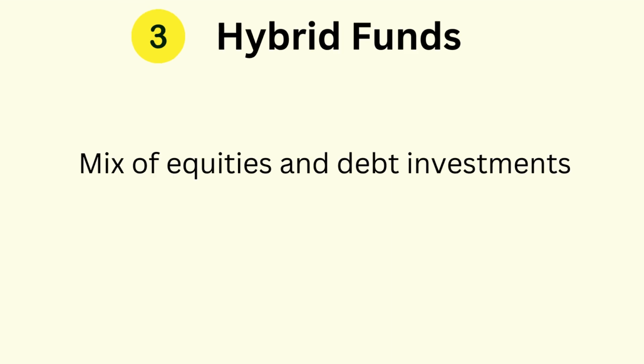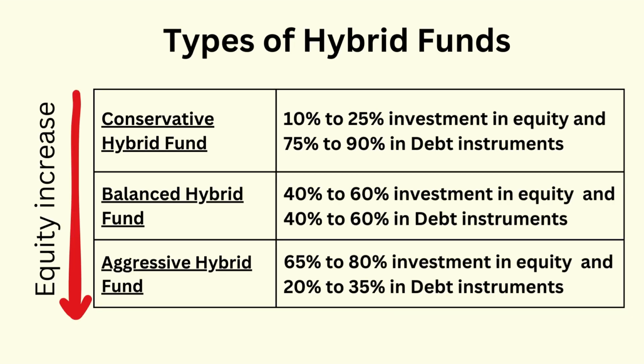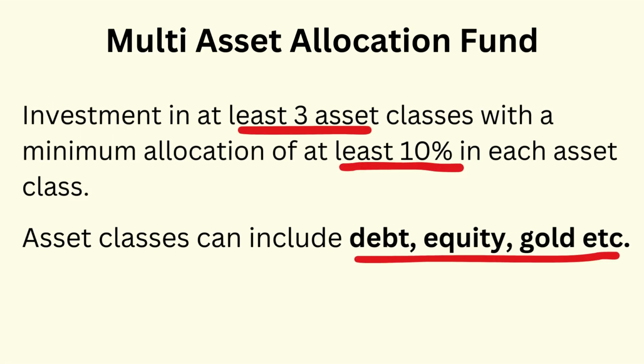Hybrid funds are nothing but a mixture of equities and debt instruments. So the types of hybrid funds: conservative hybrid fund, maximum 25% in equity and the remaining in debt instruments. Balanced hybrid funds, maximum 60% investment in equity and the remaining in debt instruments. Aggressive, it's nothing but 80% maximum investment in equity and the remaining in debt instruments. So as you can see, going from conservative to aggressive, the equity proportion in the investment increases.